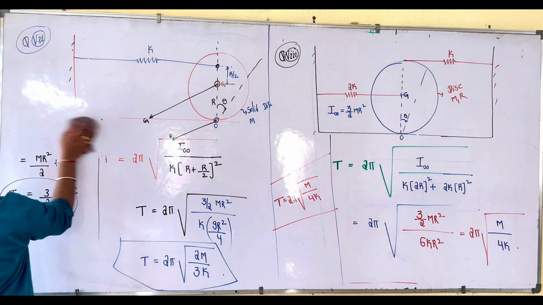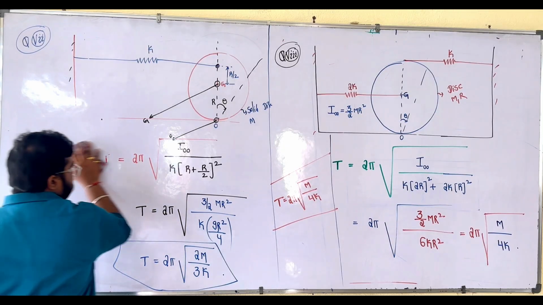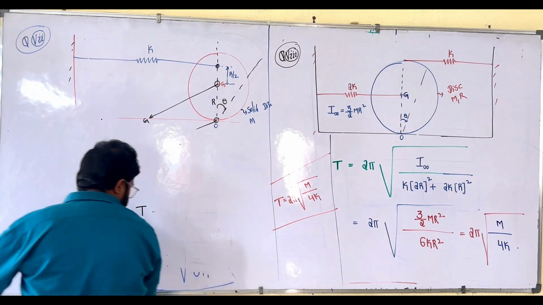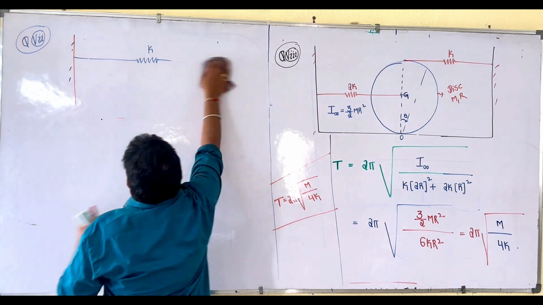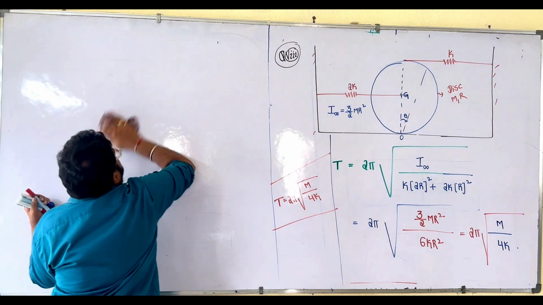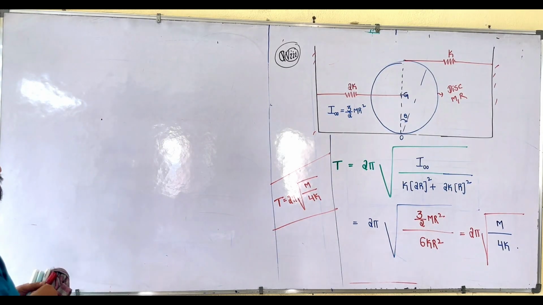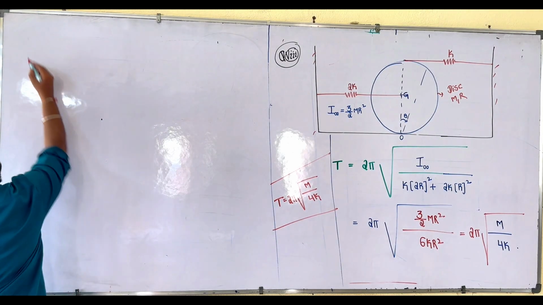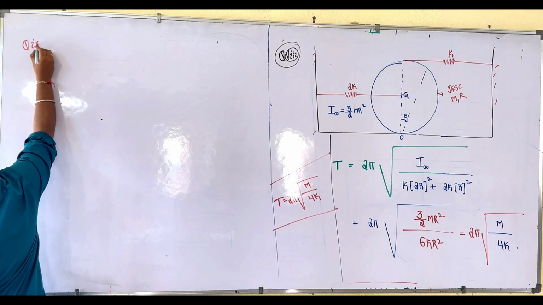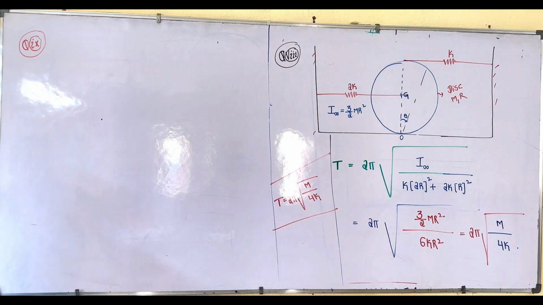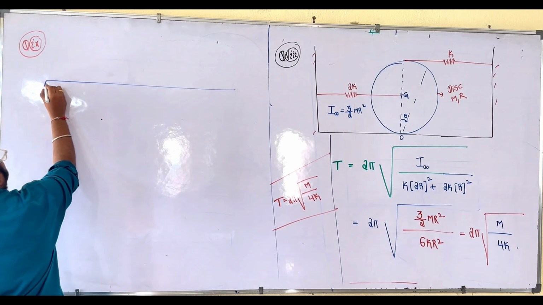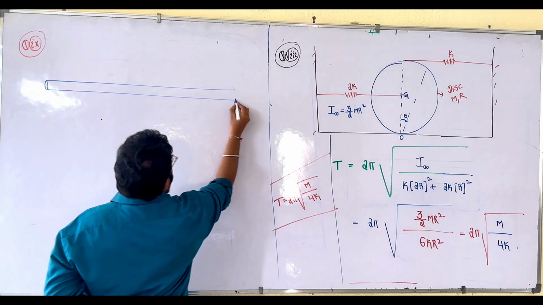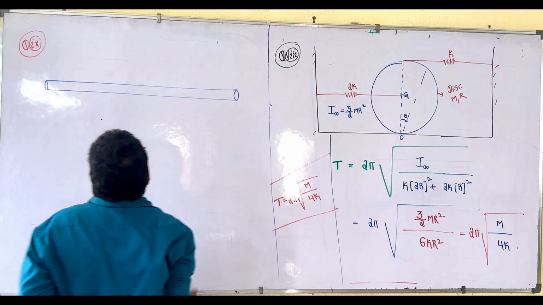Next, write down mass moment of inertia. Next, question number 9. Next, write down. This is the rod. Take one rod.